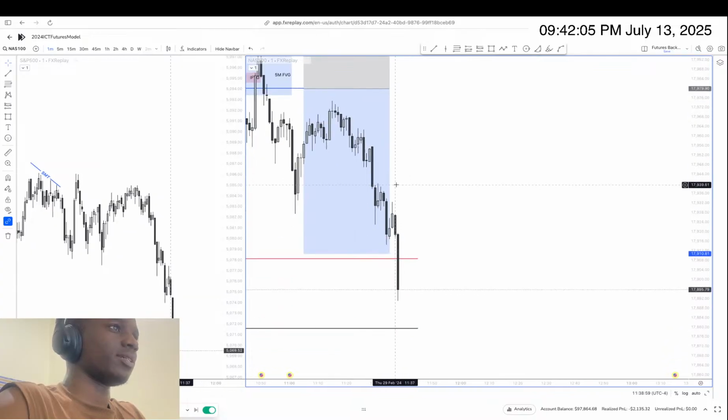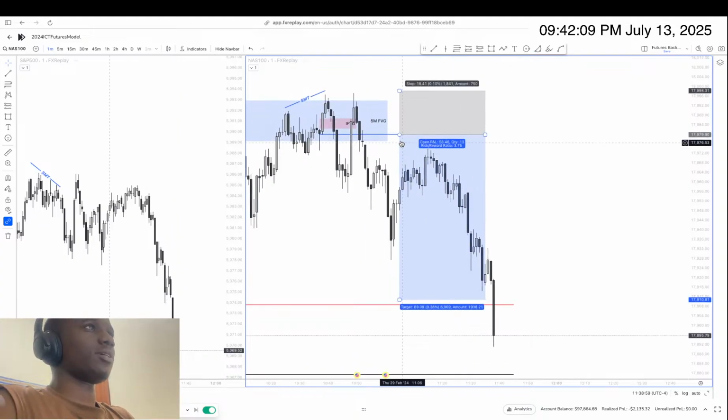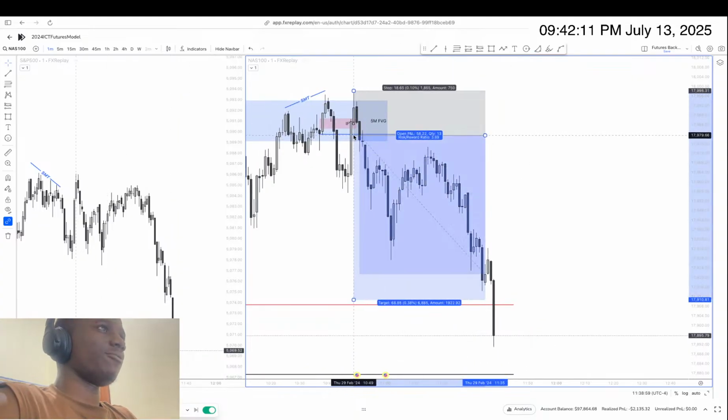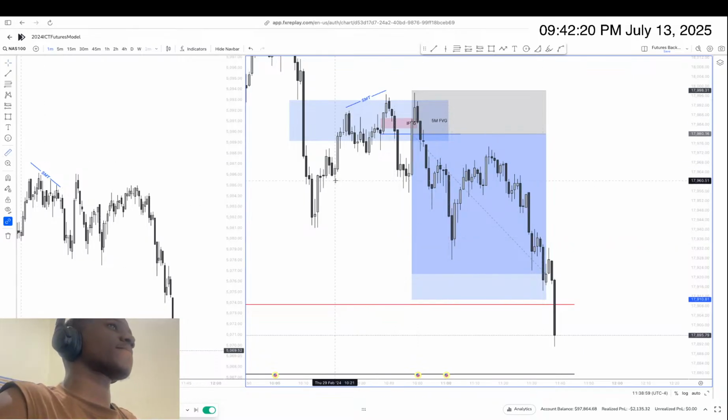And boom, you can see that we hit the target nicely, and this will take just a few minutes. If this aggressive move didn't happen, I would have taken my entry. Trust me, I will have. Let's see how long this will take.